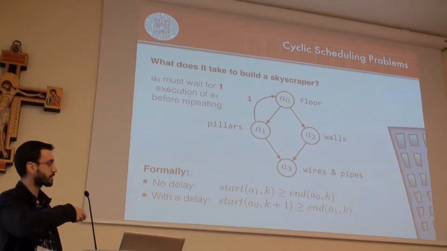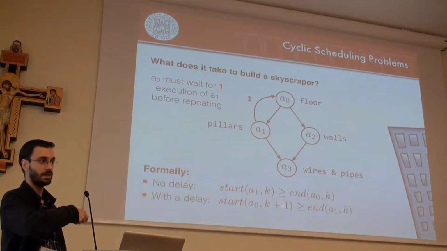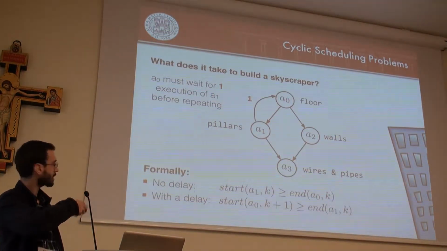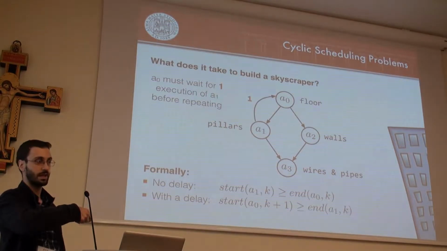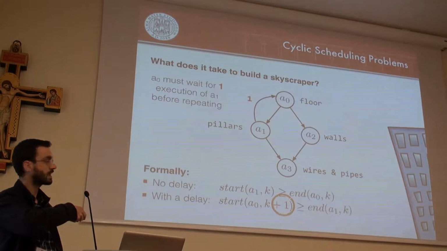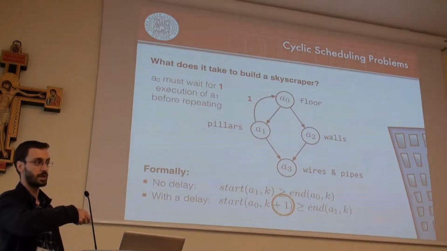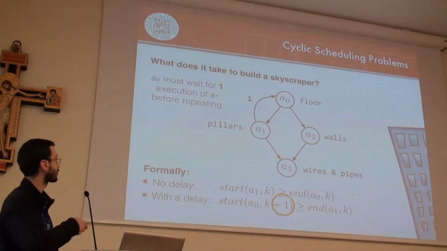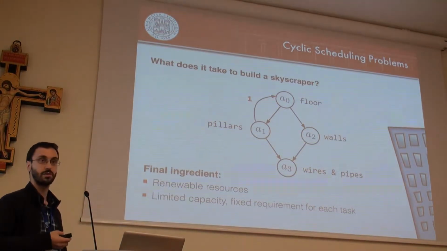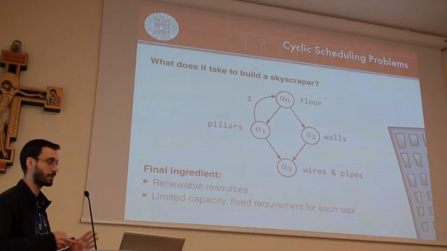This is a normal precedence constraint in cyclic scheduling, which tells us that A1 at execution K must wait for the end of A0 at execution K. This is this arrow. This is a precedence constraint with a delay, and the delay appears here. This tells us that A0 at execution K plus 1, which is the next one, must wait for the end of A1 at execution K, which is the current one, right? So those are cyclic dependencies and delays. We have precedence constraints. We can assume to have renewable resources and a fixed requirement for each activity, which is already complex enough.